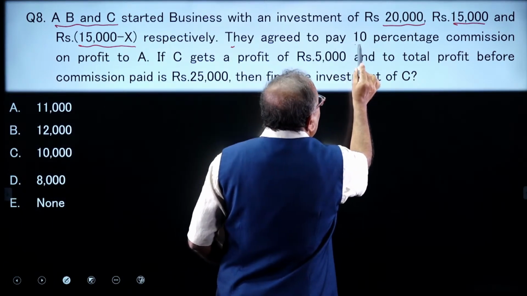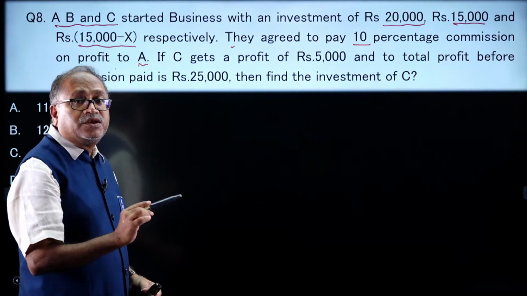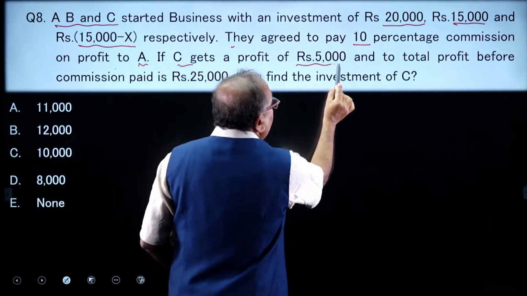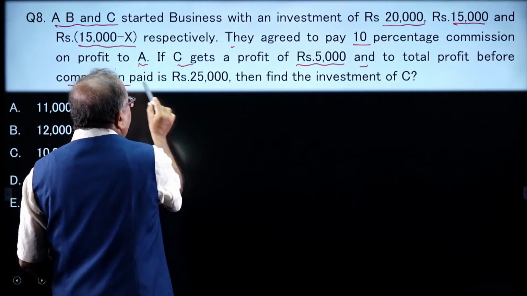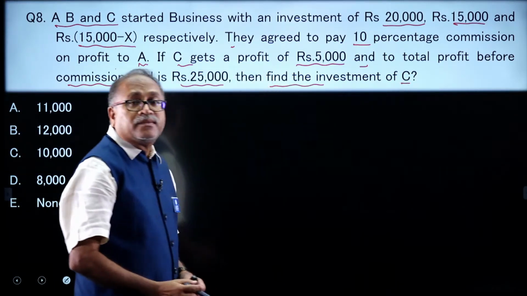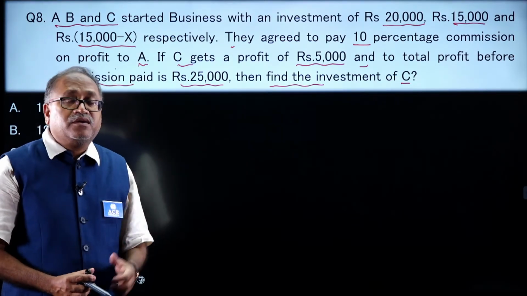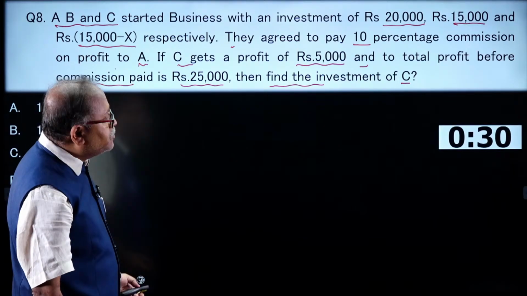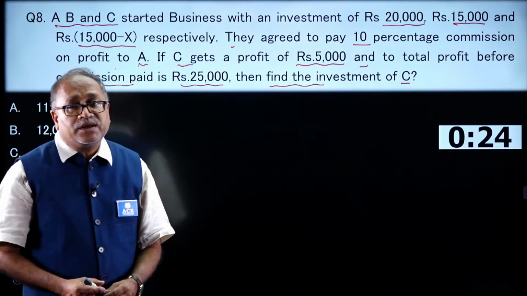They agreed to pay 10% commission on the profit to A. If C gets a profit of rupees 5,000 and the total profit before the commission is paid is 25,000, then find the investment of C. What is the C investment? 15,000 minus X. So find the X value. I didn't put up a separate slide, so you can work it out from here itself.